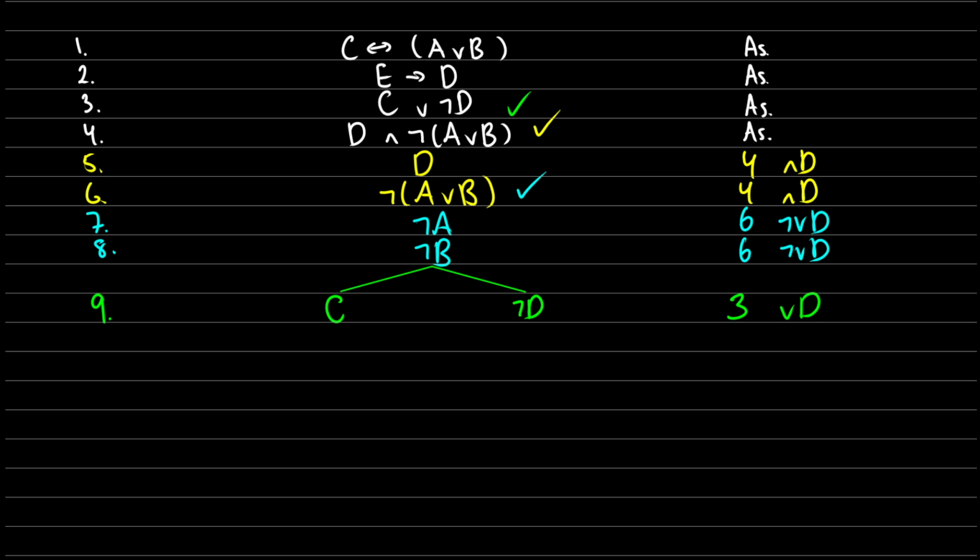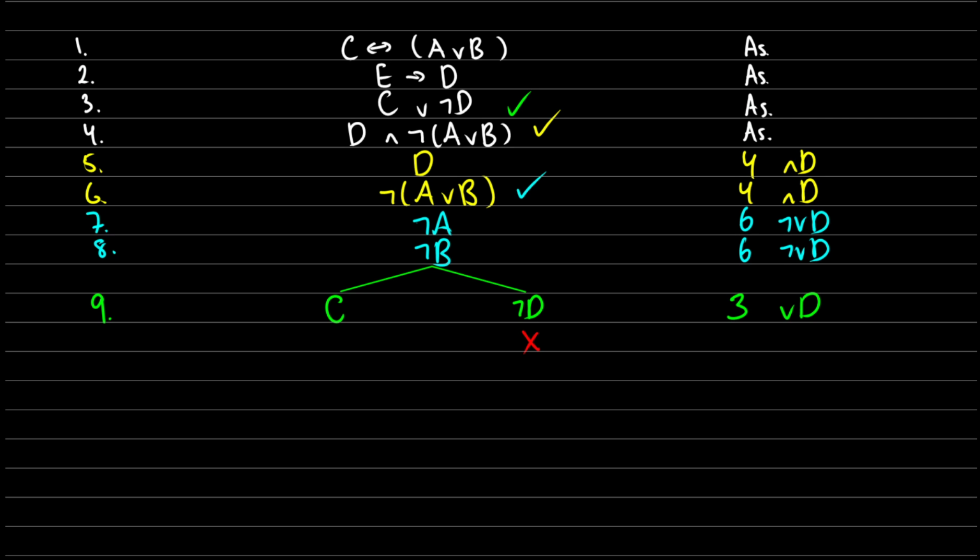Now, with C, we don't have anything happening. But with not D, we have a contradiction here. We have D, we have not D, so we can close this branch. Okay. So one branch is closed, and now we just have C if and only if A or B, and we have E arrow D. I don't see any benefit right now to doing E arrow D, so I'm just not going to do it at this point.